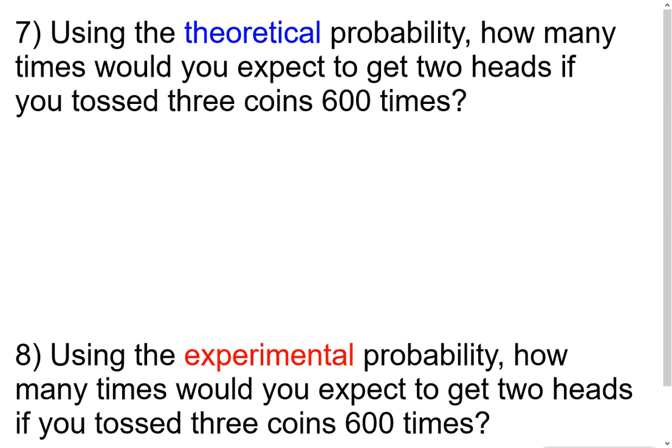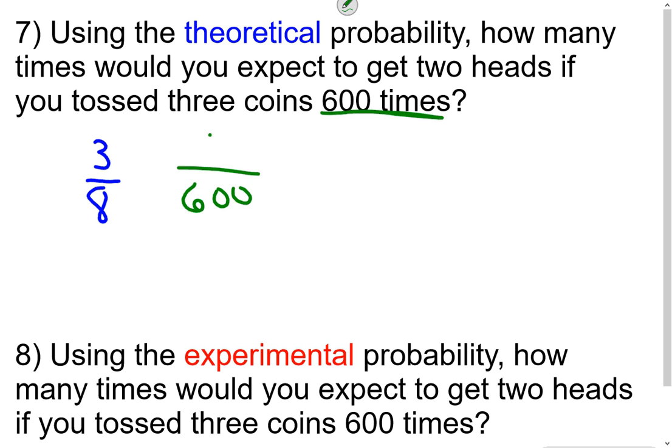Now, let's go here using theoretical probability. How many times would you expect to get 2 heads if you toss 3 coins 600 times? This is where you'd have to go back to that sample space to figure out the theoretical probability of getting 2 heads. If you go back and look at your notes on the sample space, you'll notice that the theoretical probability of getting 2 heads was 3 out of 8, or 3/8. And this isn't going to change. We still flipped it 600 times, so my 600 is going to go in the denominator.